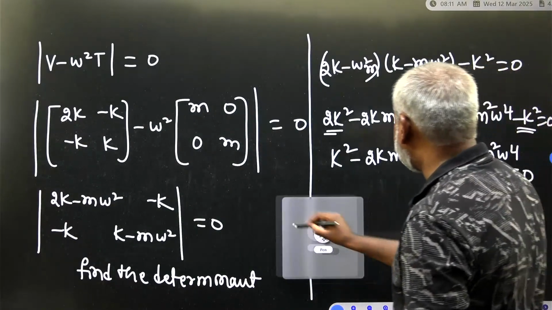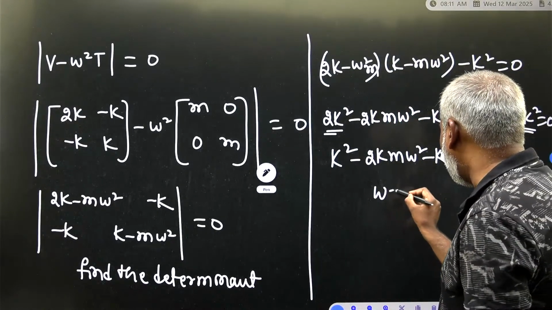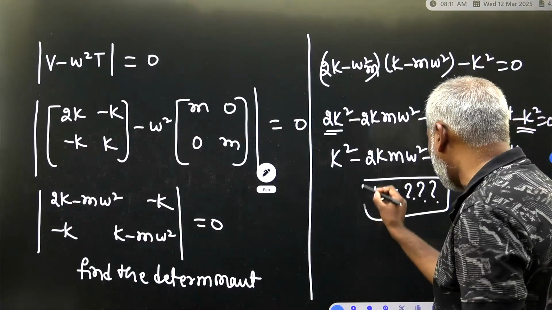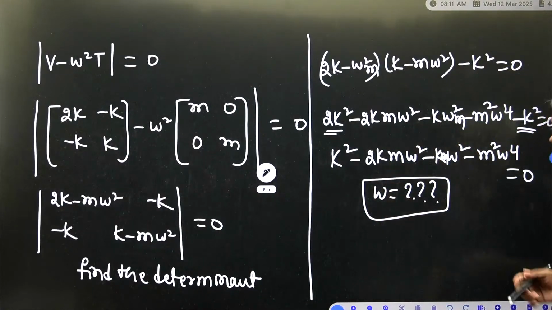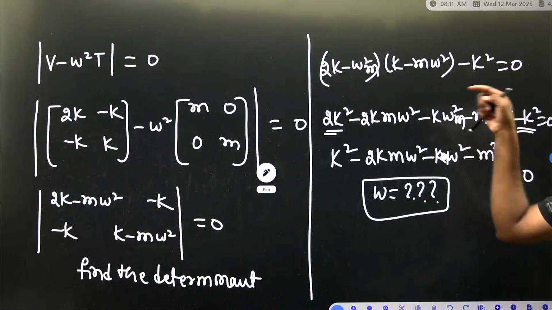So from this, you have to calculate the omega value. How do we calculate the omega value? To solve this directly is more difficult, so that's why you go for the options.